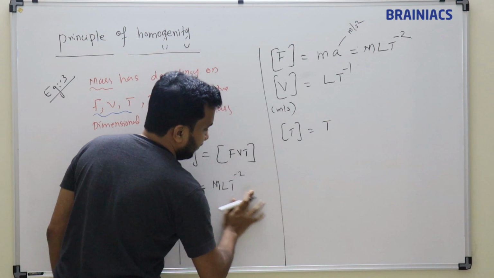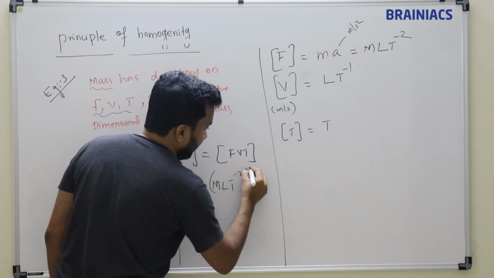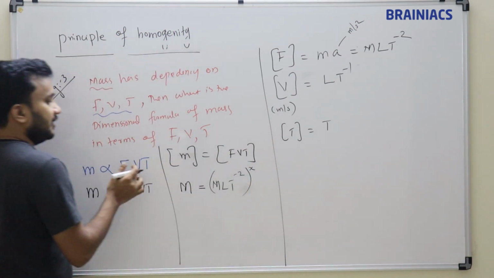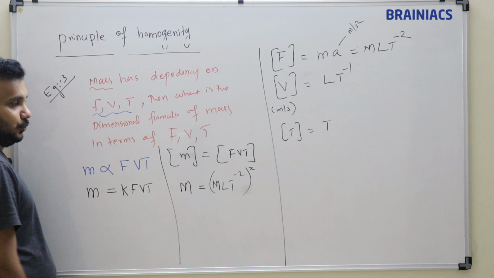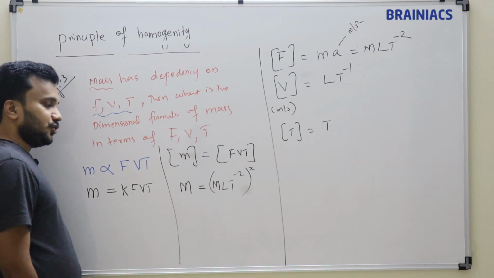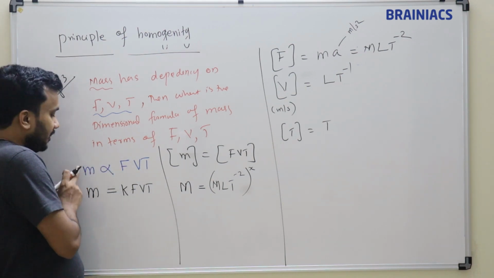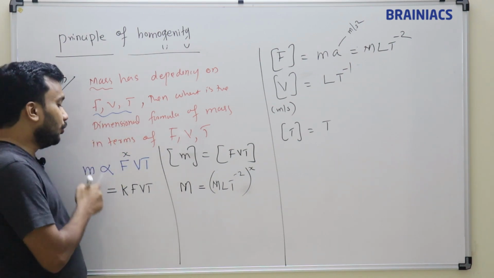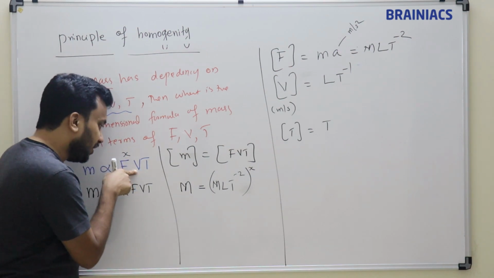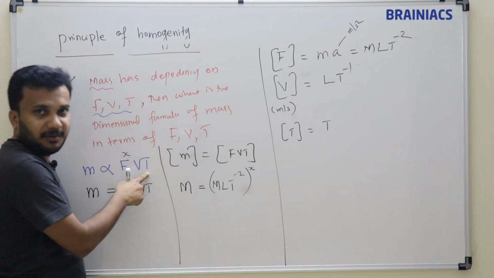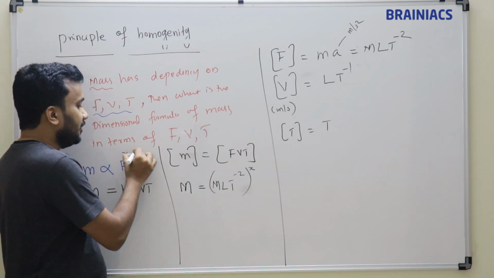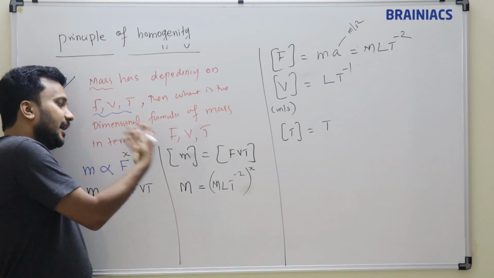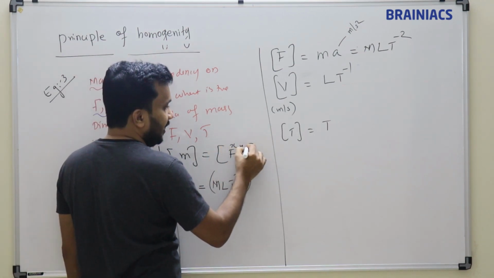Why am I saying X? Here itself you can write mass is proportional to one quantity, on the left side. Here you can put it is proportional to FVT. But you don't know what is the power of F, you don't know what is the power of V, you don't know what is the power of T. It just depends. So I am putting different variables here because I don't know the powers. So X, Y and Z.